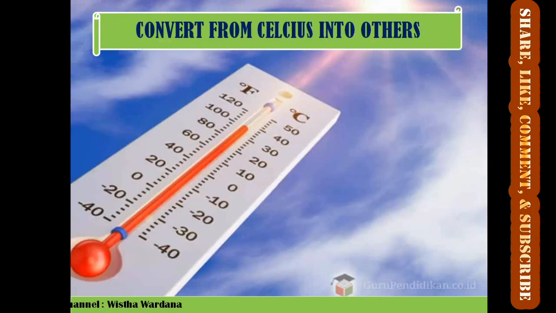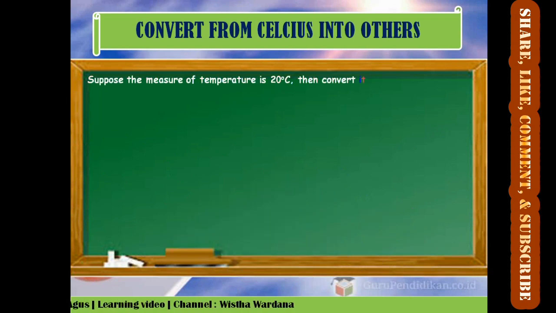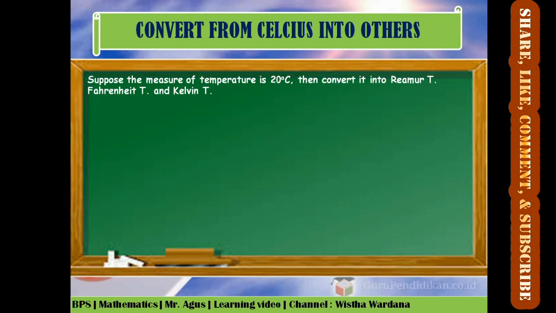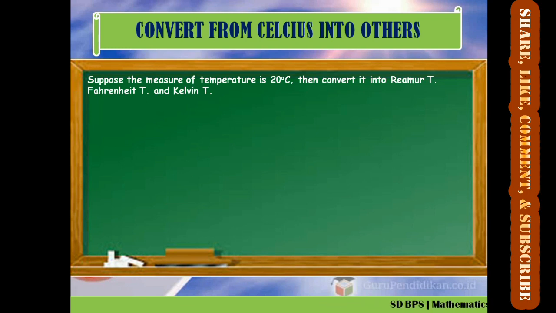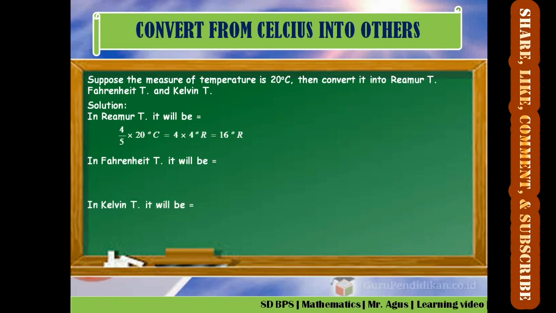Continue to convert from Celsius thermometer into others. Suppose we have the same question, but the start is 20 degrees of Celsius thermometer, and we want to change it into Reaumur thermometer, Fahrenheit thermometer, and Kelvin thermometer. The way to get the answer is similar to before, but the difference is the fraction that you use in the solution, because the fraction is different from the solution before.